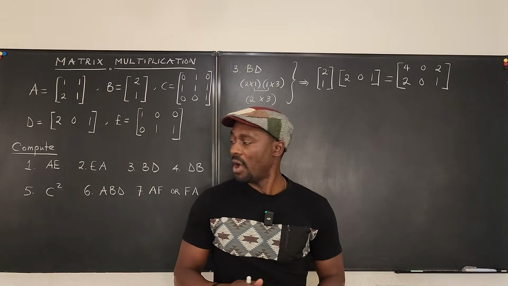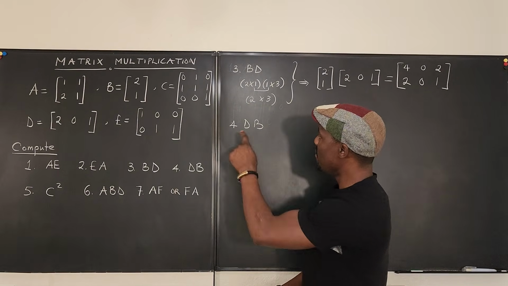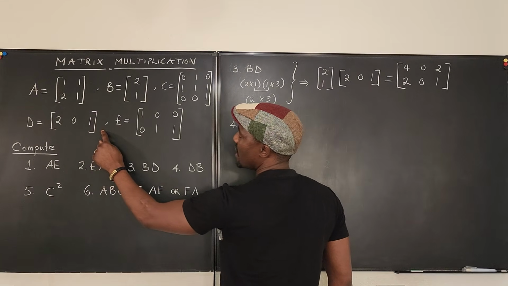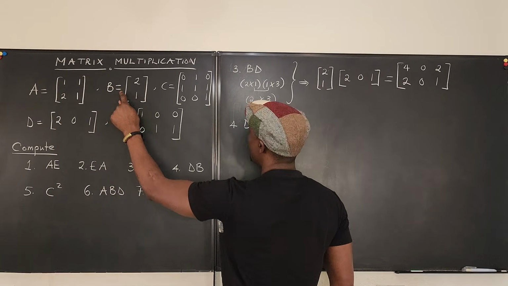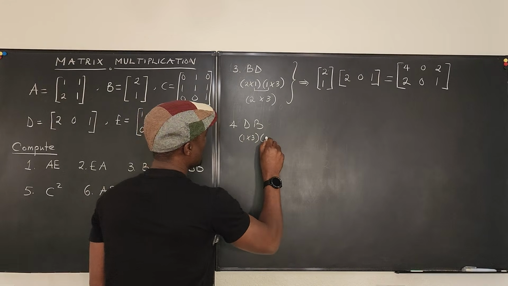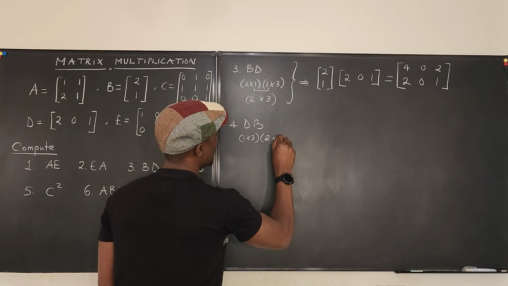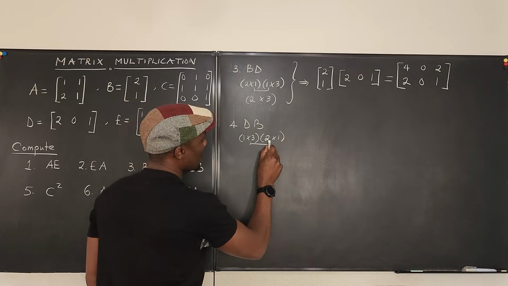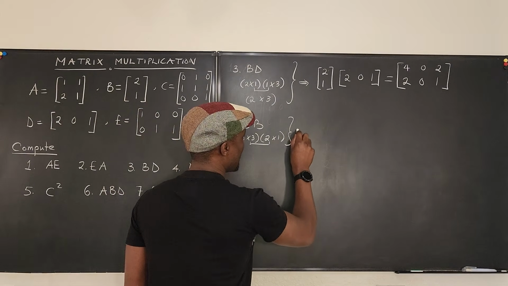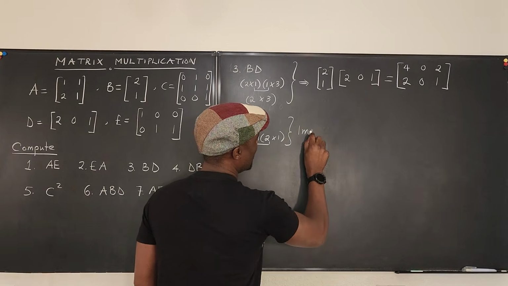Okay, let's see if it's possible to multiply DB. So we're starting from D, which is a 1 by 3 matrix, and want to multiply it by a 2 by 1 matrix. The inside dimensions are not the same, so this is impossible. Okay, impossible.